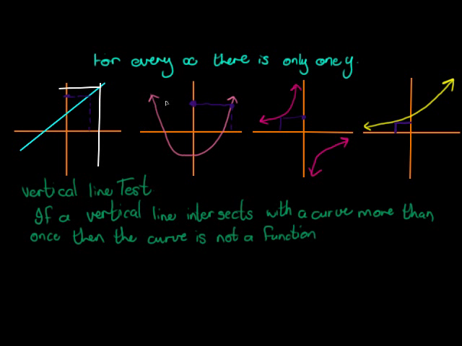Notice how vertical lines intersect these graphs only once. So if I draw vertical lines everywhere, there's a vertical line that doesn't intersect at all, but we said if it intersects more than once, so it intersects less than once. So here we have vertical lines intersecting only once or maybe none at all, which means all of these will be functions.